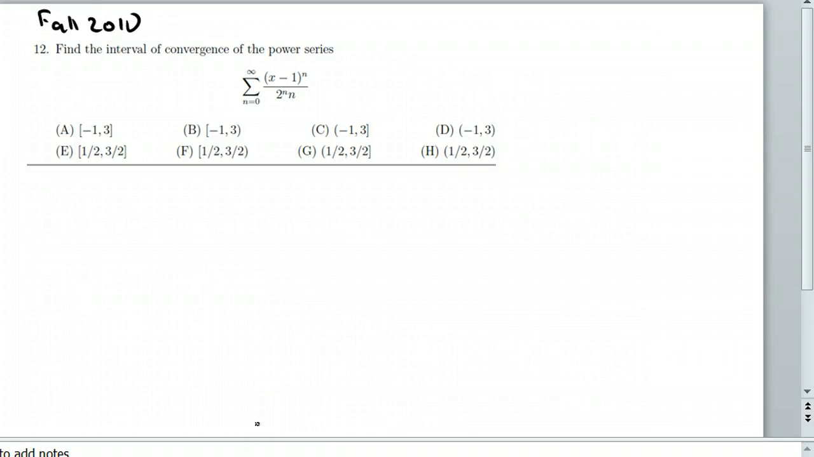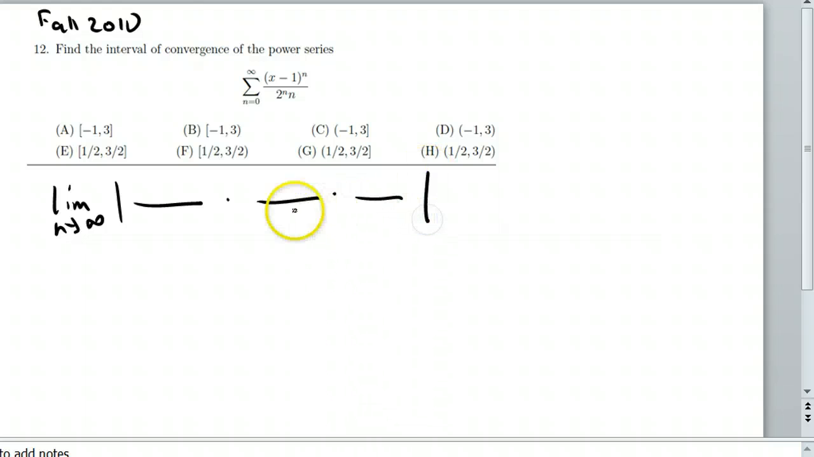Alright, so we have Fall 2010, question number 12, interval of convergence question. So we set up the ratio test and force it to be less than 1. We have our shortcut to divide a sub n plus 1 by a sub n.